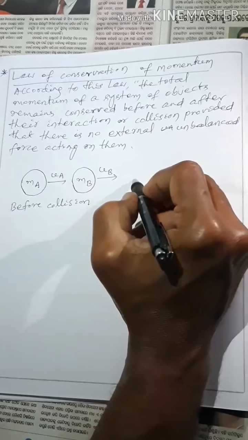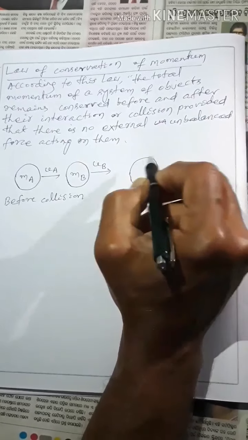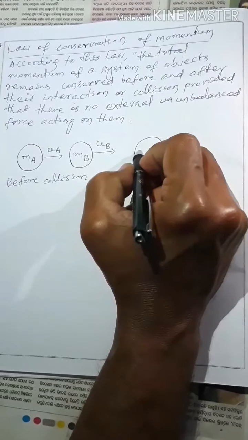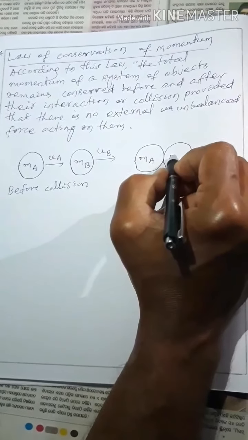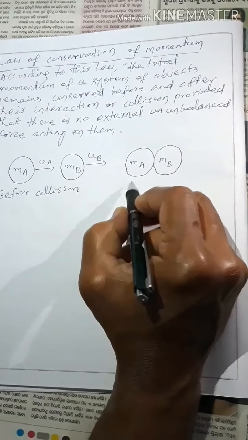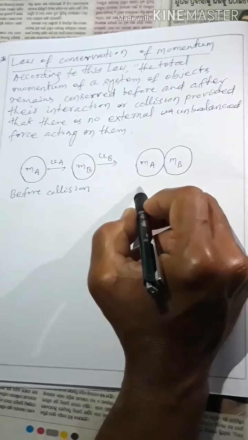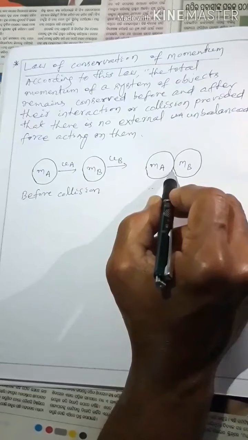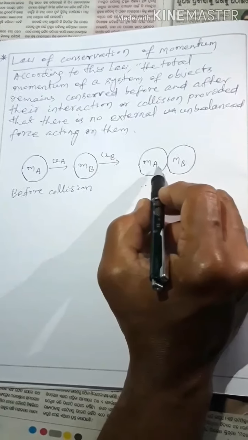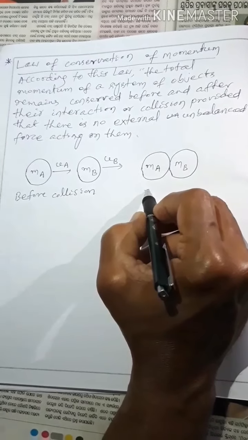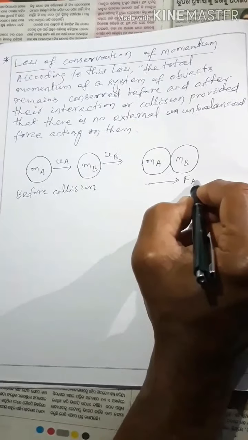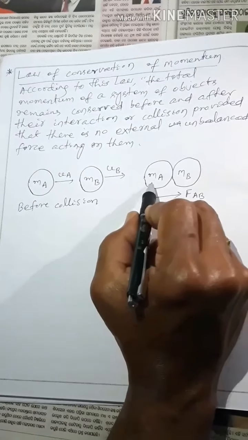Next, the picture during collision. Here two bodies collide. This is the mass of A and this is the mass of B. Clear? Here, the force exerted by body A on B. So during this collision, the body A exerts a force on B. That is FAB. Clear? The force exerted by body A on B.